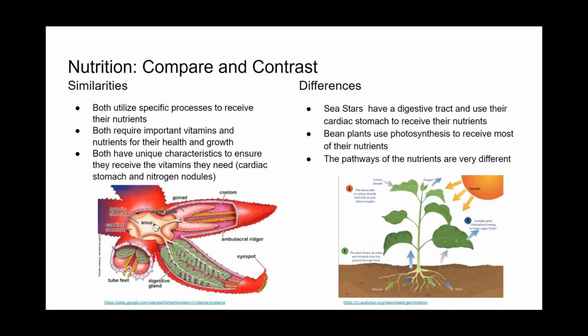While the processes of receiving their nutrients are very different, they both require a specific process so that they can obtain important vitamins and nutrients for their health and growth. Both organisms also have unique characteristics to ensure they receive the vitamins they need. In the sea star, for example, it uses its cardiac stomach and tube feet to gather their food and nutrients, and the bean plants have the nitrogen nodules on their roots to receive the nitrogen for growth. While they have these similarities, sea stars have a digestive tract, whereas bean plants use the process of C3 photosynthesis. These pathways are very different, yet accomplish the same goal for both organisms.